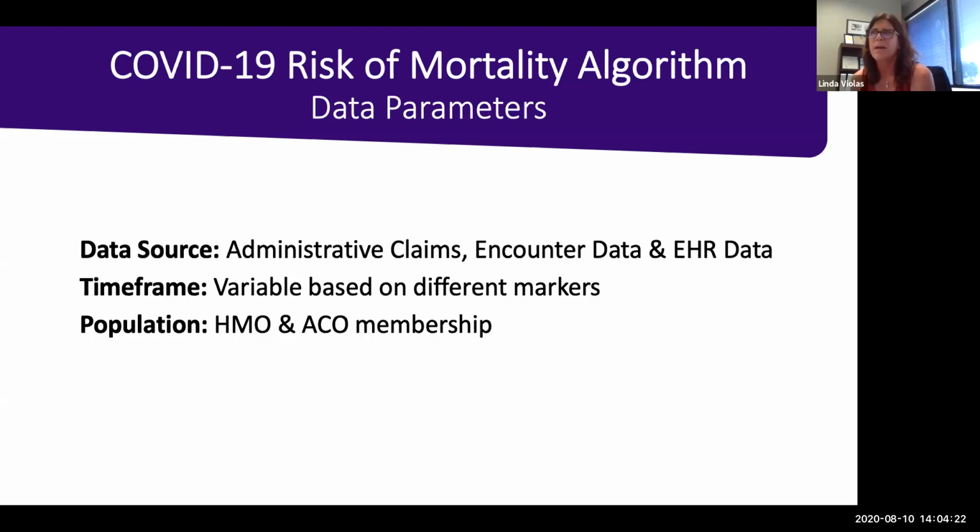Now, as far as the time frame of what we were analyzing, it's somewhat variable because of the different markers that are part of the algorithm. So it's not just this data that we put in, but we put in a layering system that will screen these different patients or bucket them into categories so that we can discern which ones are at the highest risk. And once again, the population here was the populations that we have financial risk in, and we have a lot of information through those data sources.